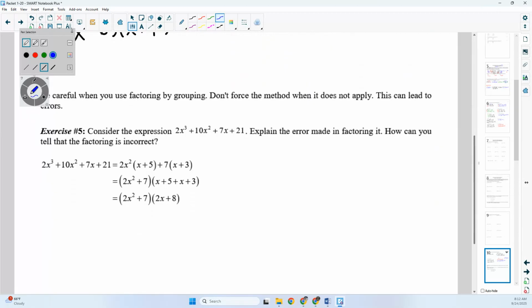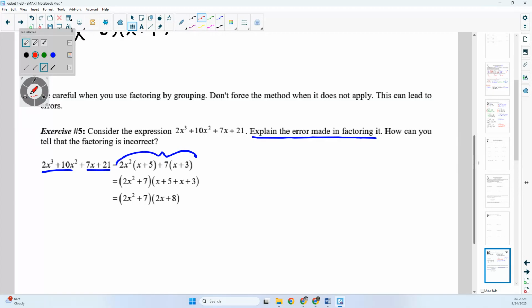The last little thing is just something to be careful of when grouping. It says, consider the expression 2x cubed plus 10x squared plus 7x plus 21. So there's an error with factoring it, and we want to explain it, and how can we tell the factoring is incorrect? So we're going to first explain the error. So looking at this, they did grouping, and they did that grouping correctly. So this is a correct step right here.